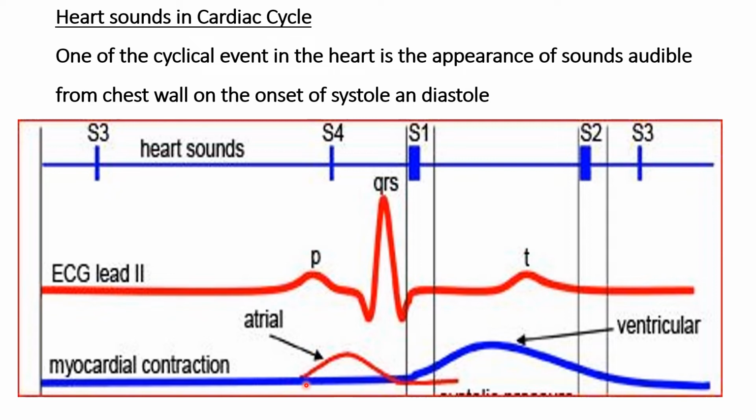Here the atrial systole has finished, the ventricular systole has started, the AV valves have closed, and this closure causes rebounding of blood towards the AV valves and they vibrate, and this vibration produces a sound S1 due to closure of the AV valves.